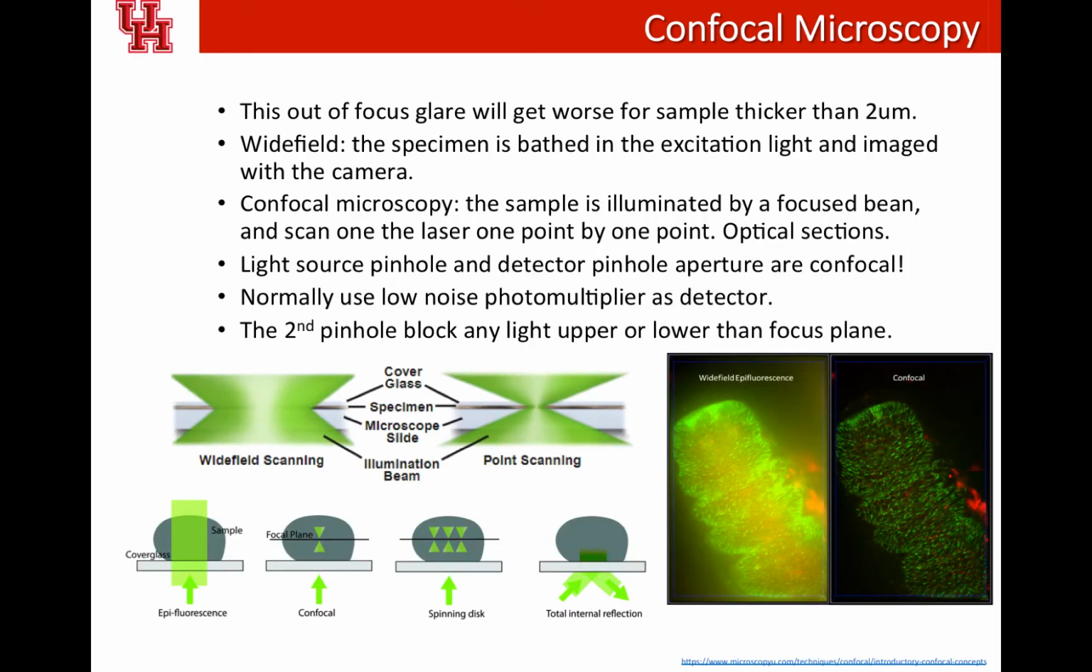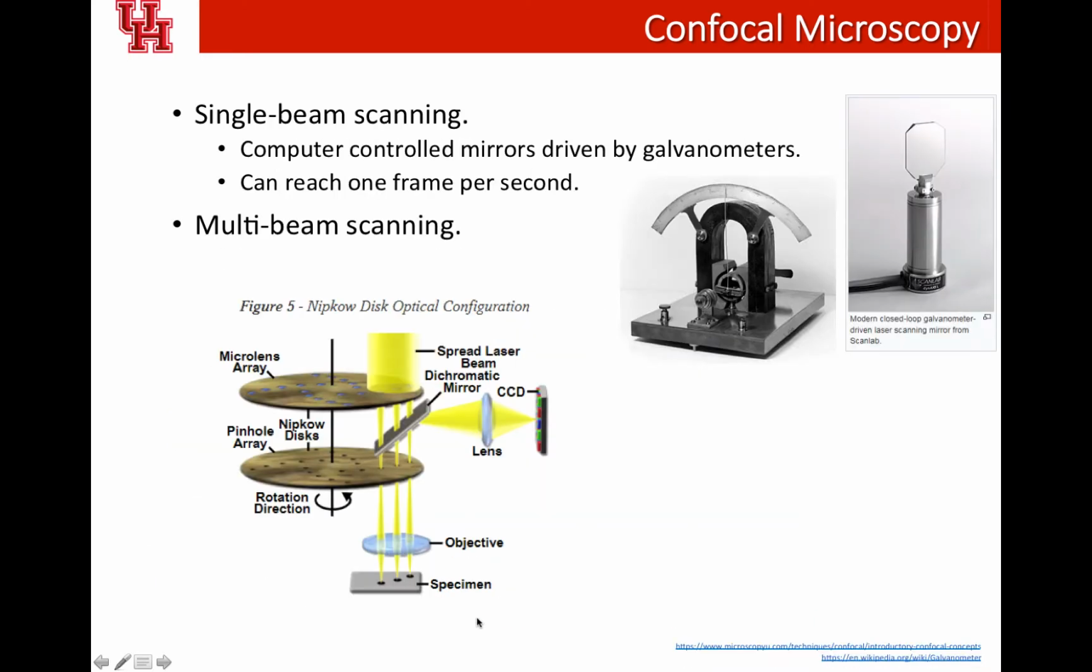I think the last slide is the spinning disk structure. So basically, you have this disk spinning. You have illumination light covering a big area, and then you have the excitation filter and the emission filter, with a dichromatic mirror, and the light goes through this spinning disk, right?